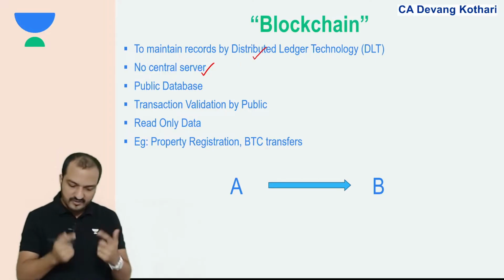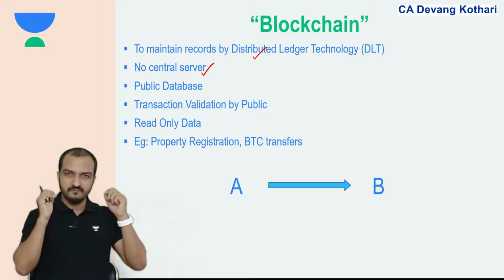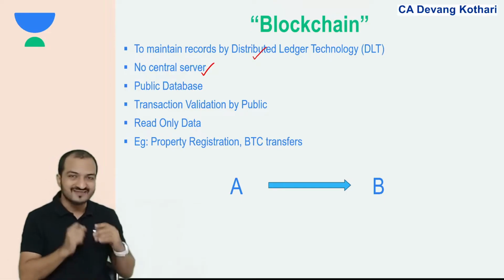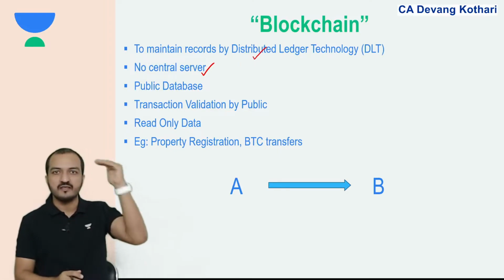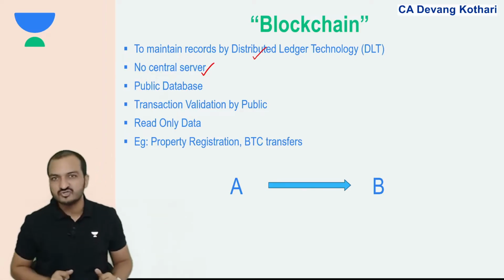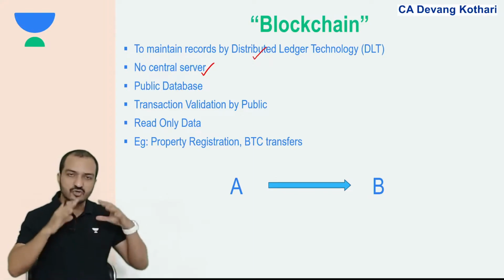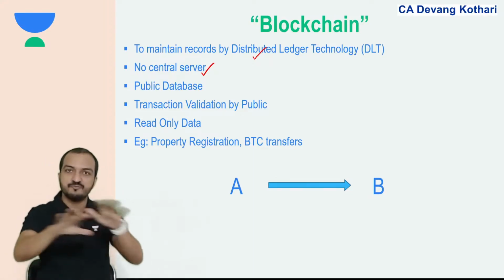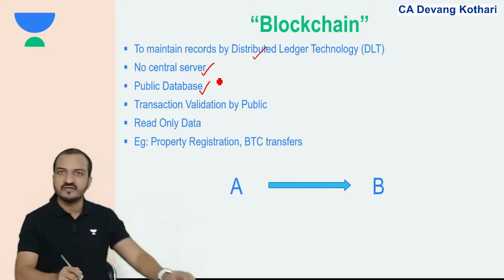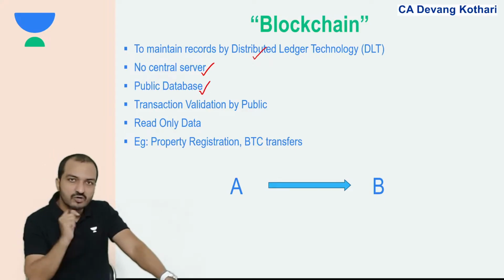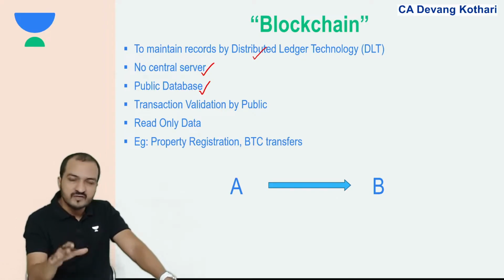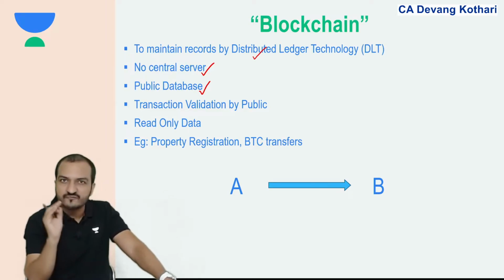Now, what does that mean? Say there is a network of 100 people who are members of the blockchain. Then the transactions are not recorded in any one single central server. The transactions are distributed among these 100 members of the blockchain. So the transaction is not entirely existing at one place. It is distributed over this entire network of 100 people. It creates a public database. This means the database does not lie in the central server. The database is with the public. When I say public, public means all the members of that blockchain, all the members of the network.